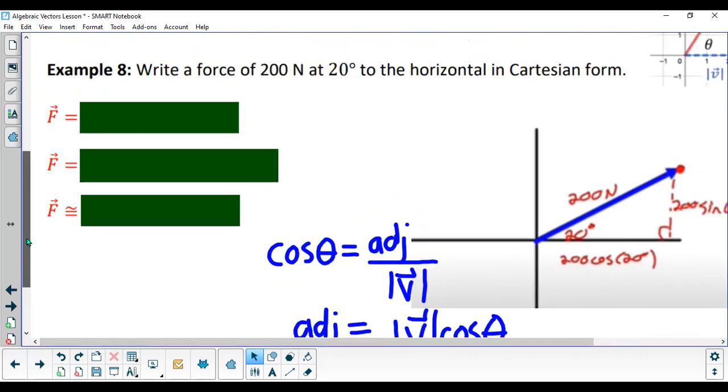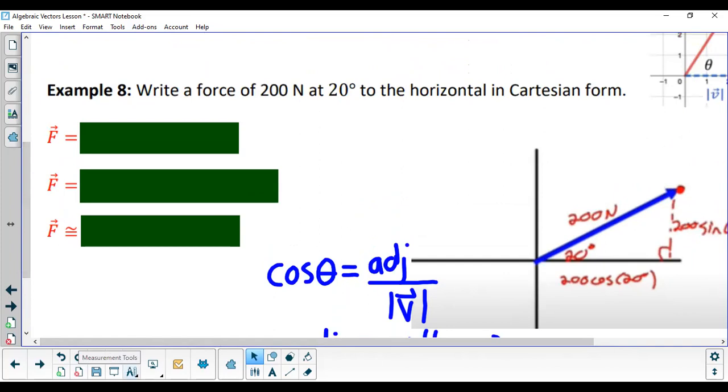So to solve for my force vector, it says to write a force of 200 newtons at 22 degrees to the horizontal in Cartesian form. The formula that we're going to use for the more complex problems is going to be the magnitude of that vector, in this case my force vector, multiplied by cos theta, where theta represents my principal angle. And the principal angle, remember, I defined is from the x-axis to the terminal arm. That is our principal vector.